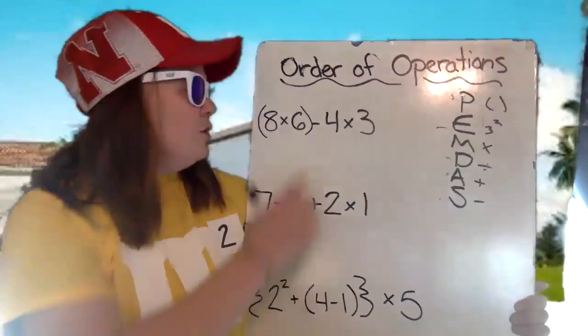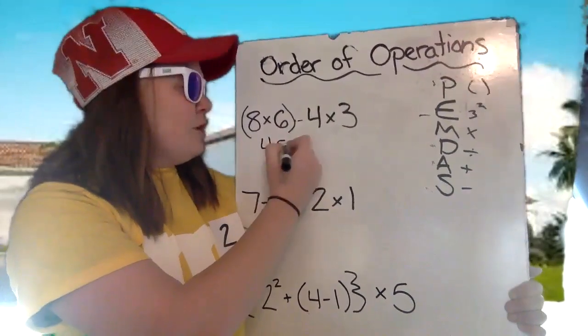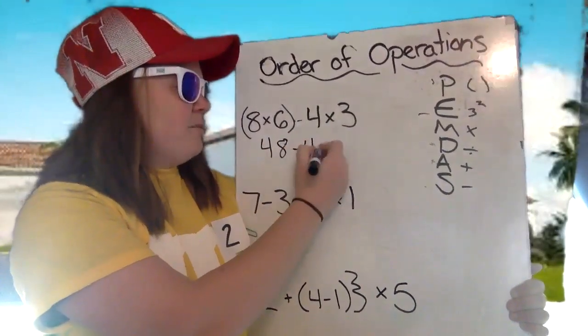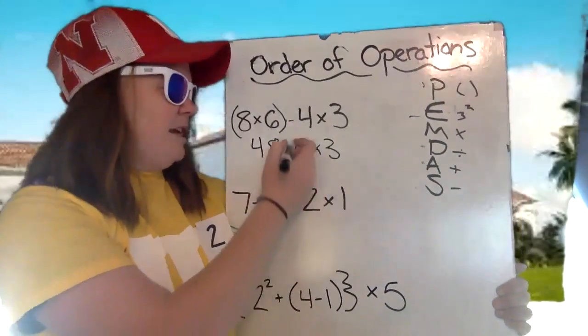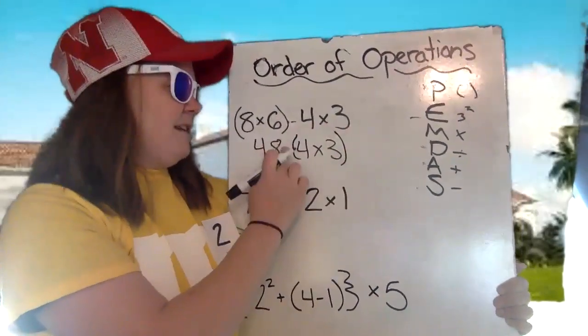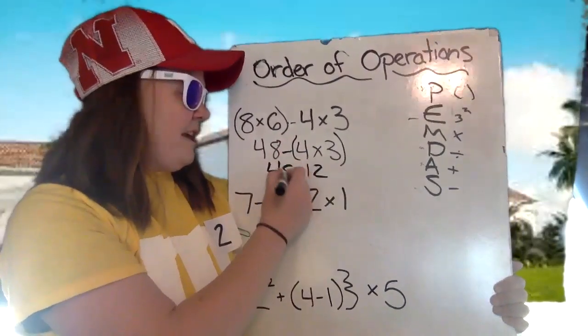Go right through it. So I've got 8 times 6, which is 48. So now I have 48 minus 4 times 3. Well, I still have multiplication here. There's still a multiplication problem. Do you see it? We got to do 4 times 3 next. And 4 times 3 is 12. So that means I'm left with 48 minus 12.